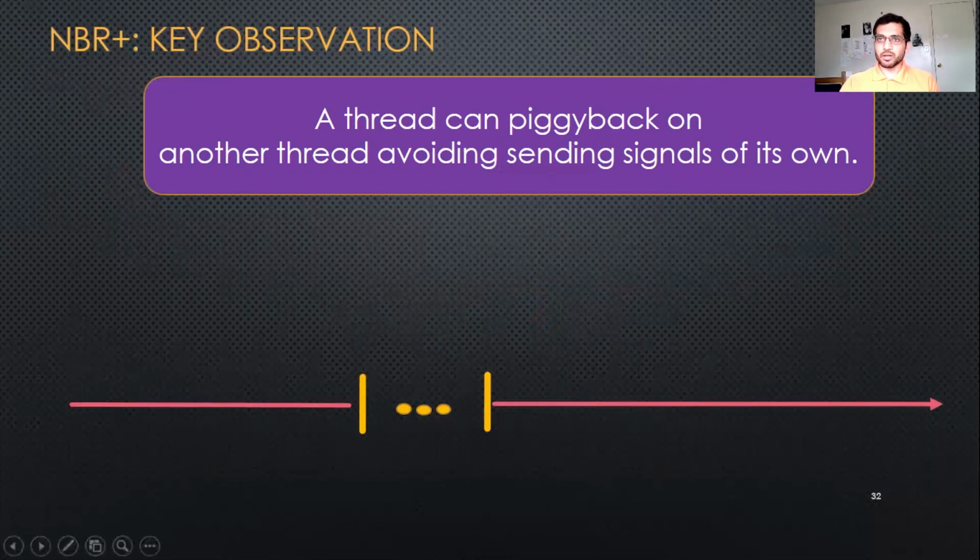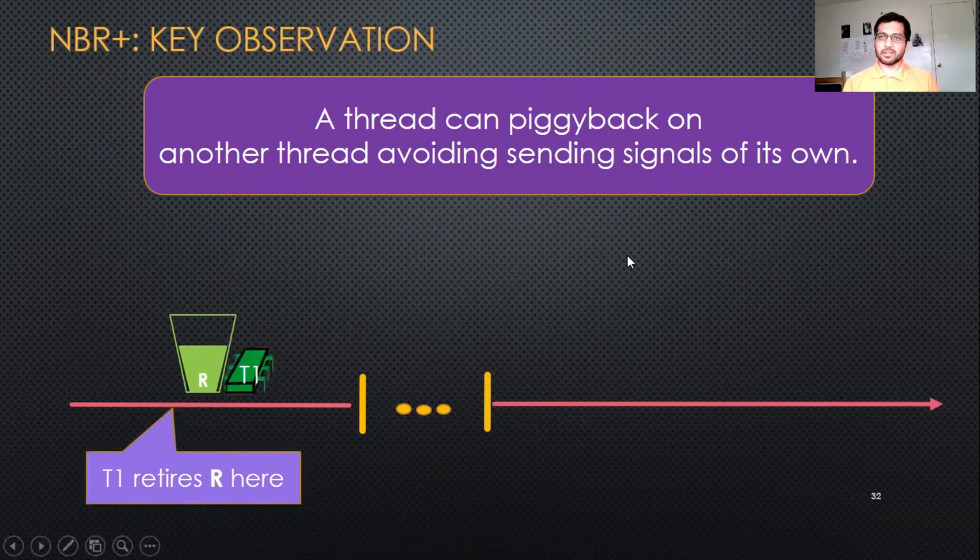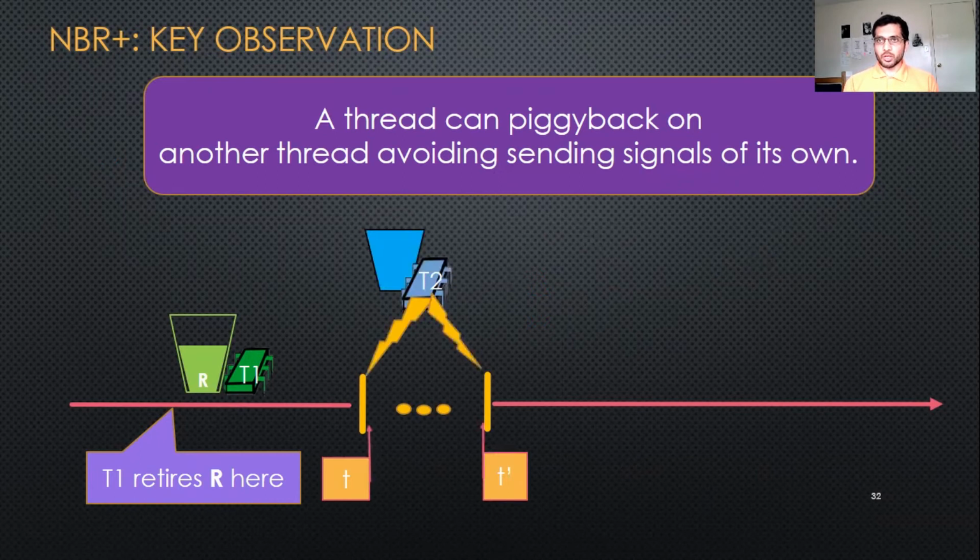So the key observation here is that in NBR Plus, a thread can piggyback on another thread which is already sending signals to reclaim its own records, and thus need not send signals of its own. Let's see this through an example. How is that possible? Let's say a thread T1 has retired a record R at this point, and later a thread T2, in order to reclaim its retired buffer or limbo bag, sends signals to all the other threads. Let's say it starts sending signals at time t and finishes sending signals at time t prime.